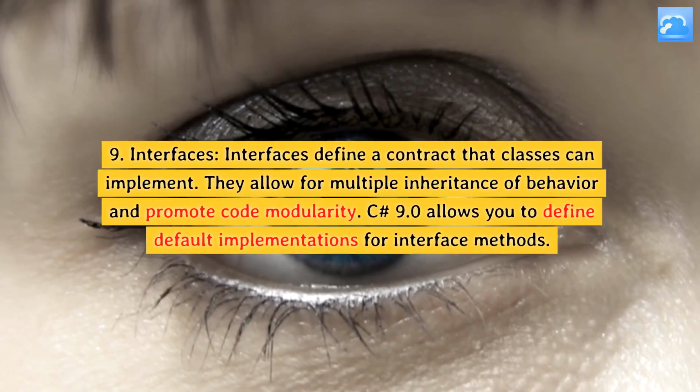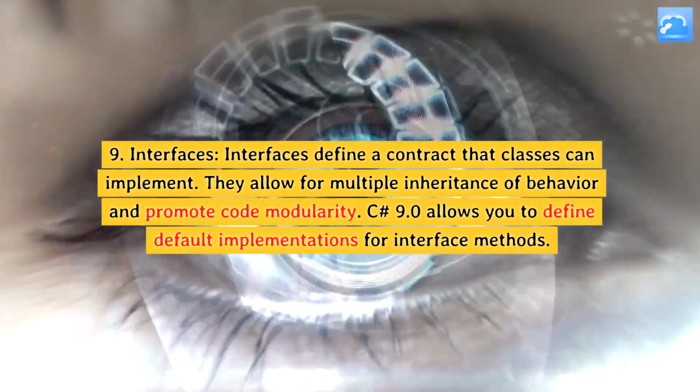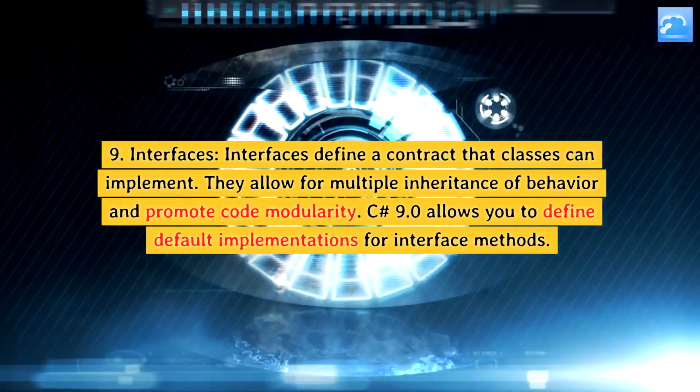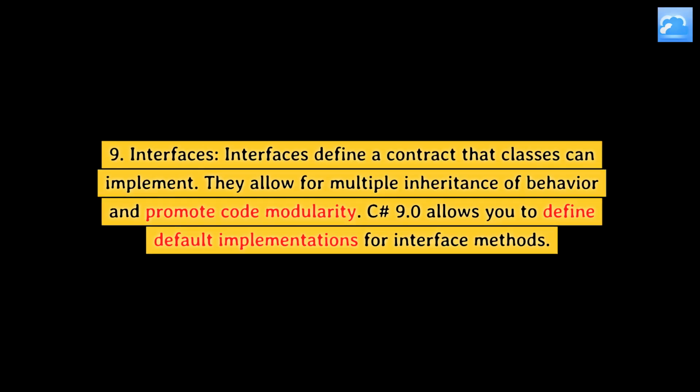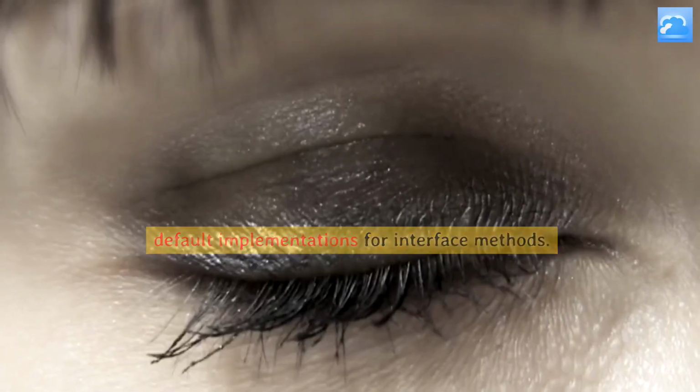9. Interfaces. Interfaces define a contract that classes can implement. They allow for multiple inheritance of behavior and promote code modularity. C# 9.0 allows you to define default implementations for interface methods.